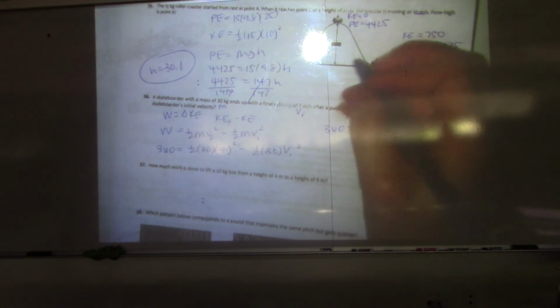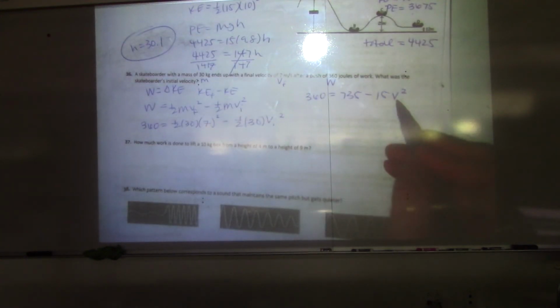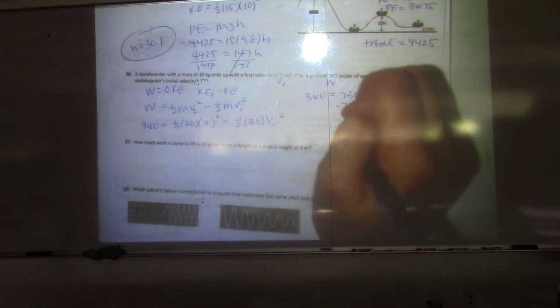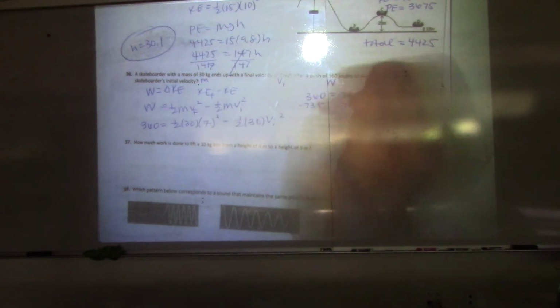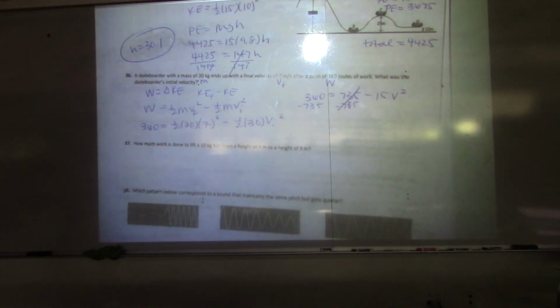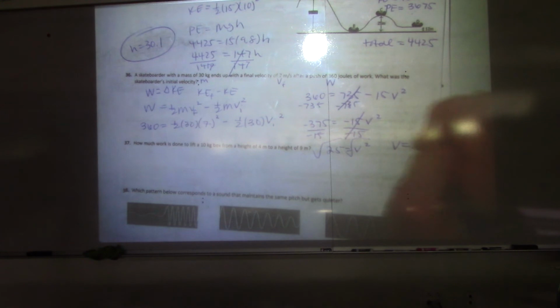I'm just going to simplify, that is just 735. That's 15 v squared. And then now algebra. I cannot combine these because this has a v, this one does not. So what I'm going to do is subtract this over. That becomes negative 375 equals negative 15v squared. Divide the negative 15 over. That gives me 25 is v squared. Take the square root. You get velocity is 5 meters per second.